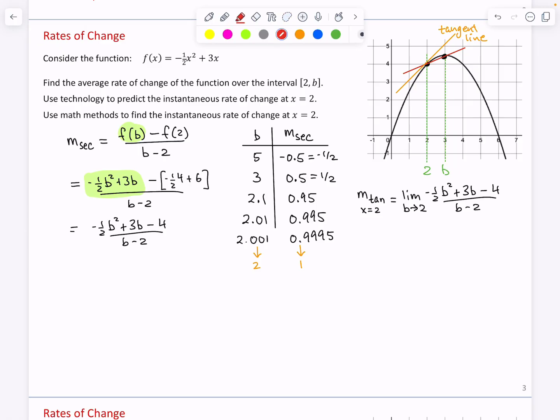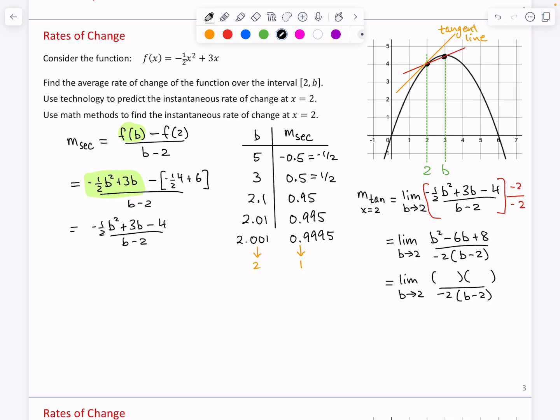To help me with this, I'm going to have to do some factoring and simplifying, but I don't love the fact that we have a negative fraction lead coefficient. So I'm actually going to begin by multiplying the top and bottom of this formula by negative 2. That will make the b squared have a positive 1 coefficient, making my factoring easier. So we get b squared minus 6b plus 8 all over, and then in the denominator, I'll leave the negative 2 factored out.